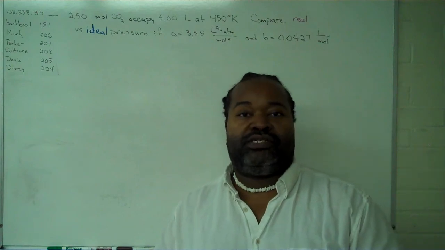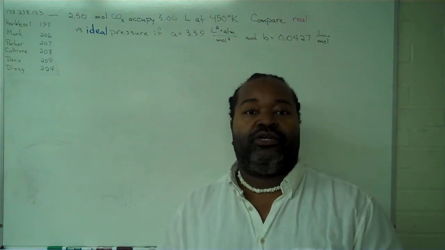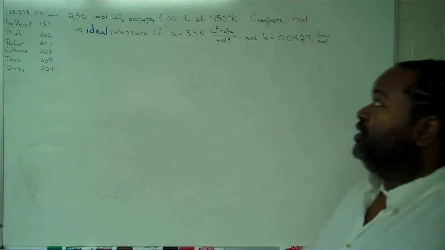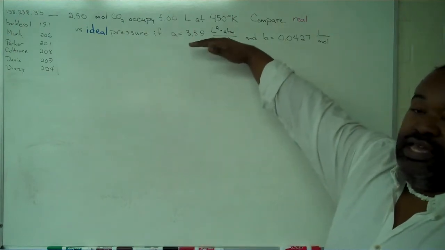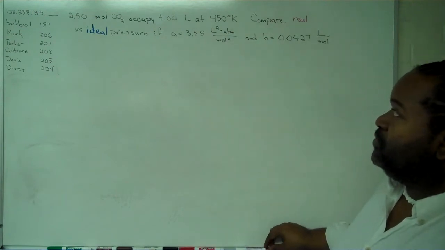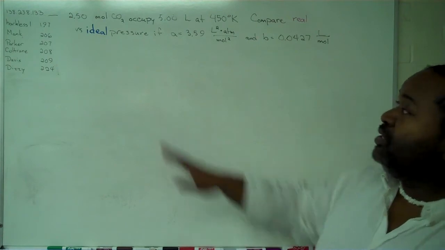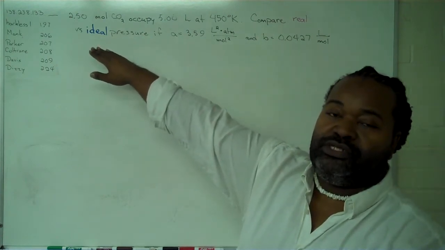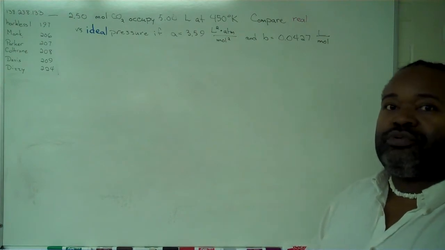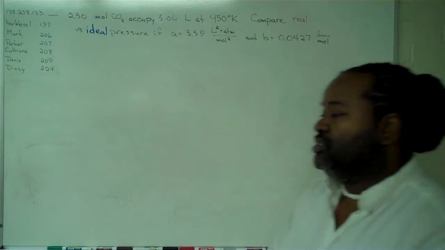This instructional video is designed to show you how to compare real versus ideal gas behavior when given a particular gas and its van der Waals A and B constants. So our first step is to determine ideal pressure using the ideal gas law, and then determine the real pressure using the van der Waals equation.